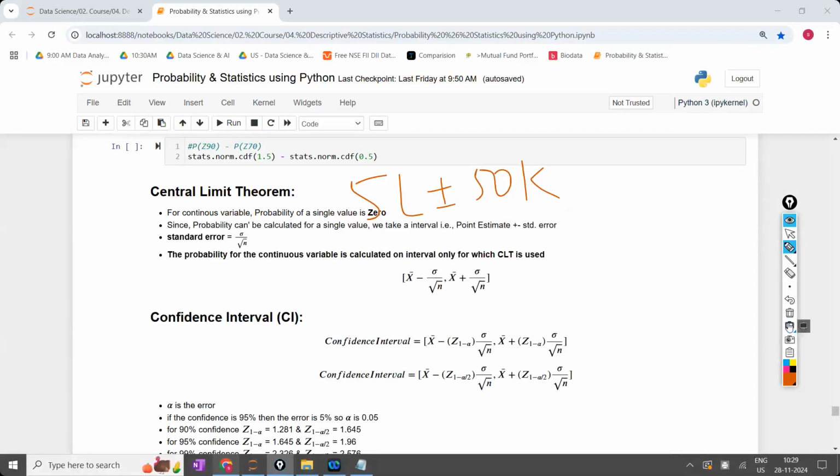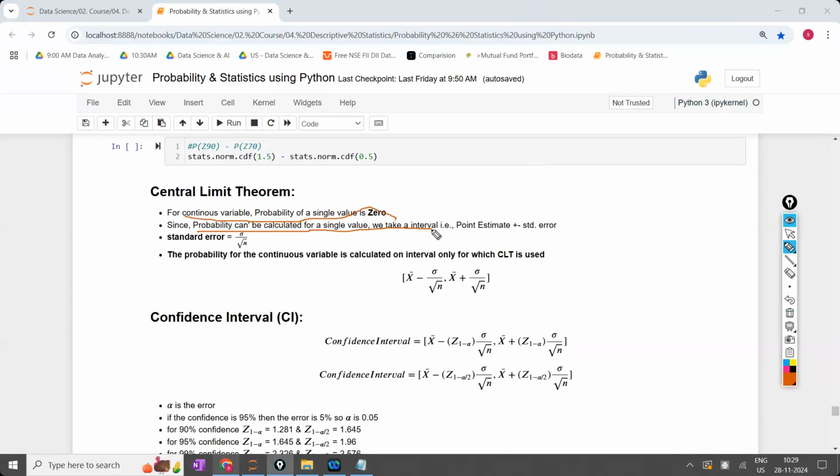So since the probability of a single value of a continuous variable is 0, we always have to calculate the probability for an interval. Yesterday you calculated for 50 to 60, 60 to 70. How many values are less than 70? Less than 70 means from the start to 70. Have you calculated anywhere for a single value in yesterday's class?